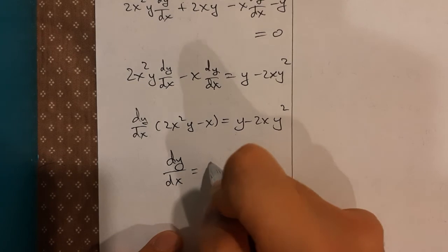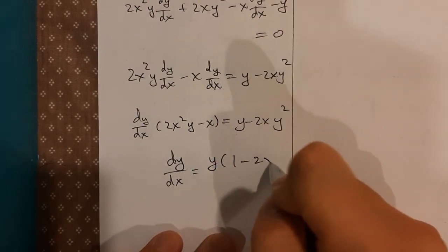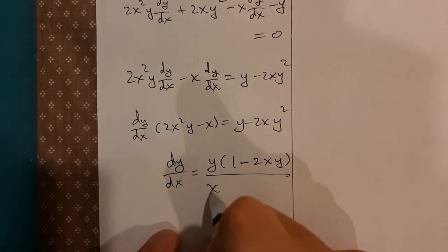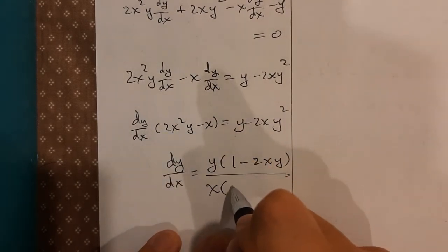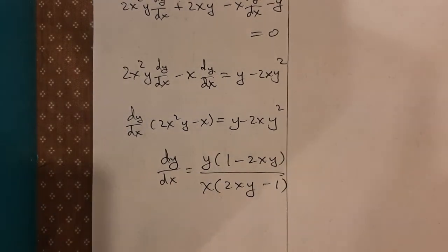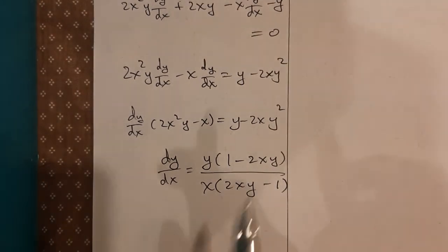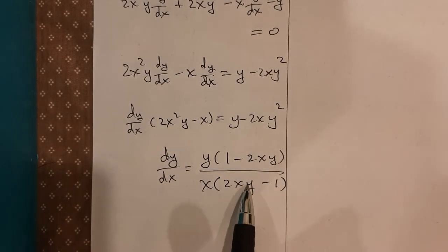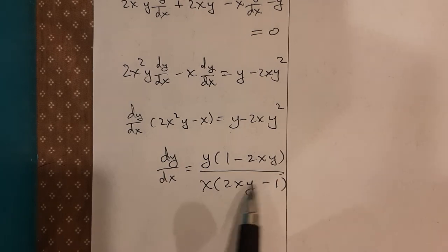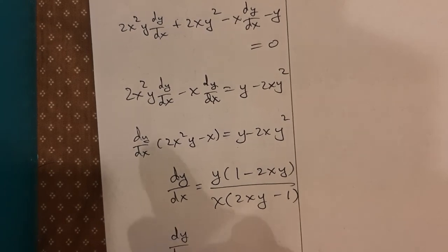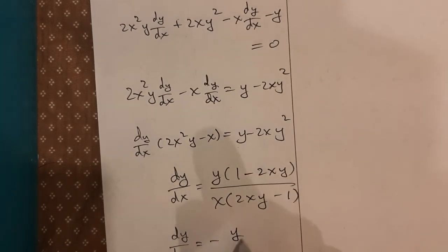Now here we can factor out a y to get 1 minus 2xy. On the bottom, here we can factor out an x. So we got a 2xy minus 1. Now you can see there's going to be some cancellation. Here we have 1 minus 2xy and then a 2xy minus 1. So it is flipped. The subtraction is flipped. So we can factor out a negative 1 to get dy dx equals negative y over x.